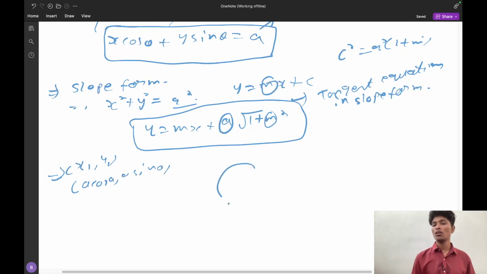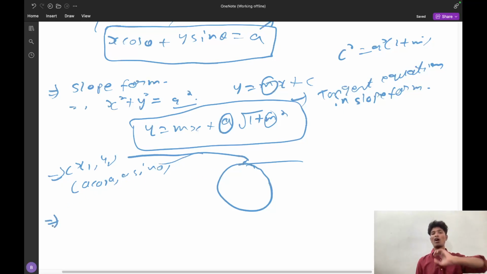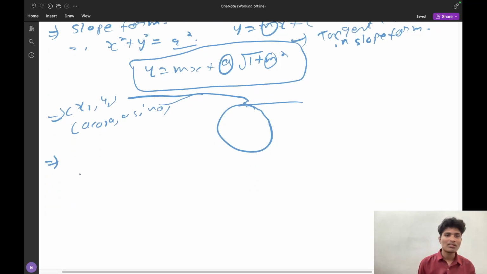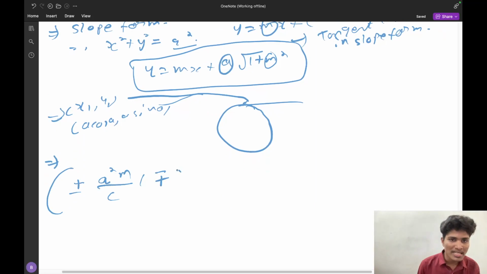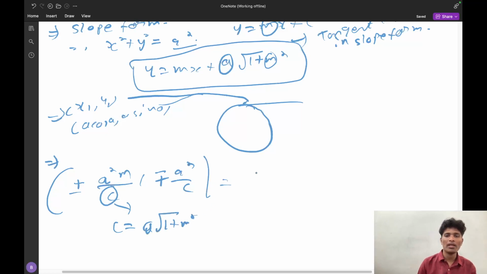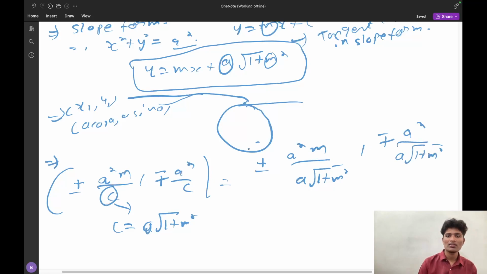So you will know the point of contact of the tangent, that is this point will be this one or this one. But in the slope format, you didn't know at what point it is touching the circle. So in order to find that point, it is very important. The solution is plus or minus a square m by c comma minus or plus a square by c. Here what is c? C will be a root 1 plus m square. So the actual formula will be plus or minus a square m by a root 1 plus m square comma minus or plus a square by a root 1 plus m square. Yes, this is the answer.